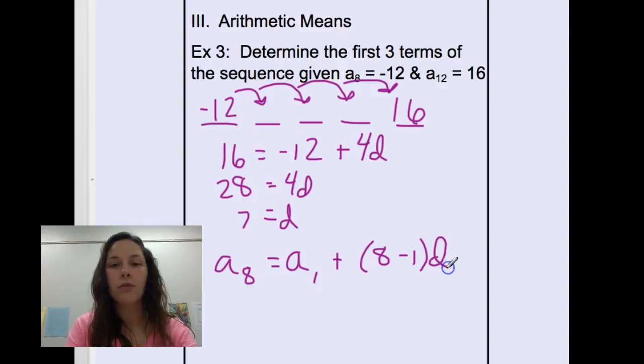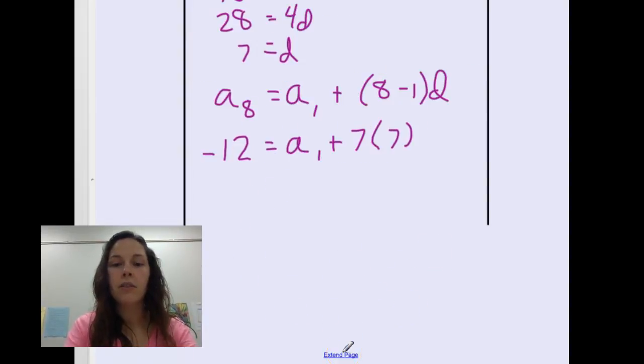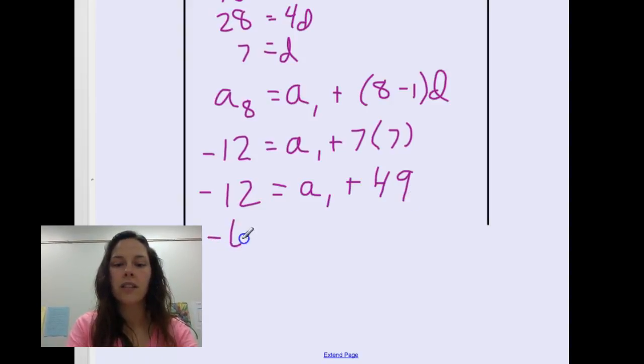And we're going to substitute the 8th term is -12. The first term is what we do not know, so that's what we're solving for. Of course, simplifying, 8 minus 1 is 7 times the common difference we just found, which is 7 as well. So simplifying this, we get -12 equals that first term plus 49. Subtracting 49 from both sides, we get -61 is our first term.